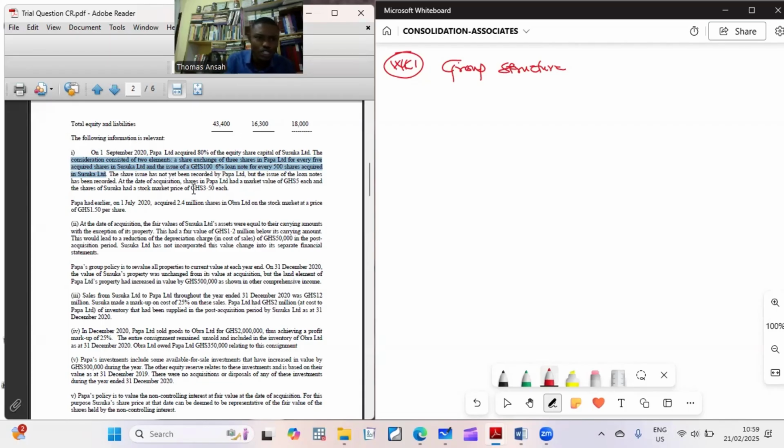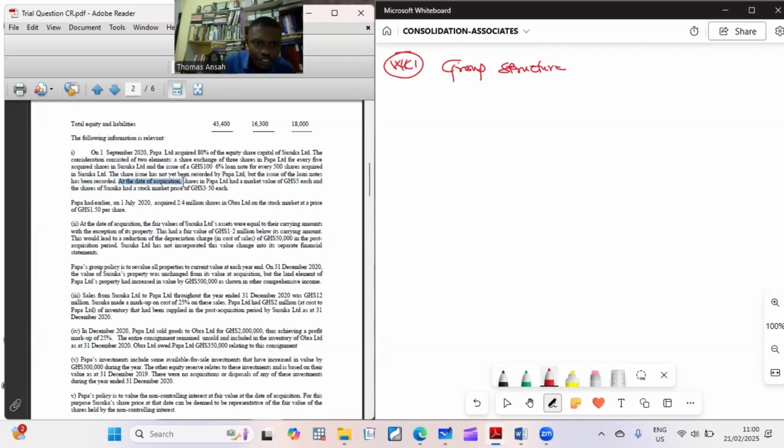You have to continue reading. It says that the issue of share has not been recorded, but the issue of the loan note has been recorded. So it means that you don't create any additional liability for the loan note. It has already been recorded. Because when I do it, I'll show you what you would have done if it has not been recorded. All right. So it means the only thing we should focus on recording is the share for share exchange.